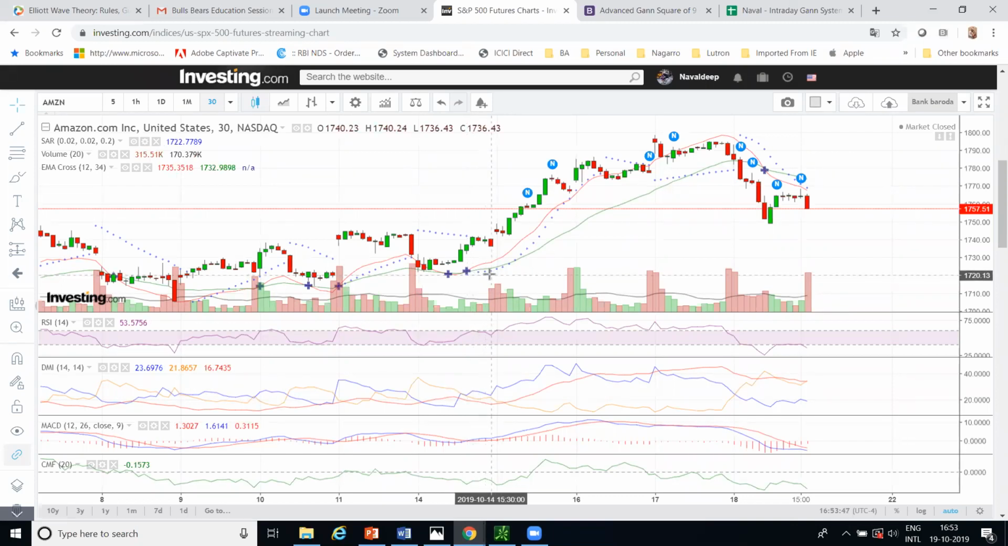Let's say I bought at this moment. The stock price of Amazon was 1736. It closed at 1736. Now I looked at my RSI. RSI was 53. My DMI was 23. The positive one was 26 and the negative is less. So it means that the negative side is lagging and the positive side is coming up. MACD is blue at this moment, so I'm good. So I bought this and I need to hold it.